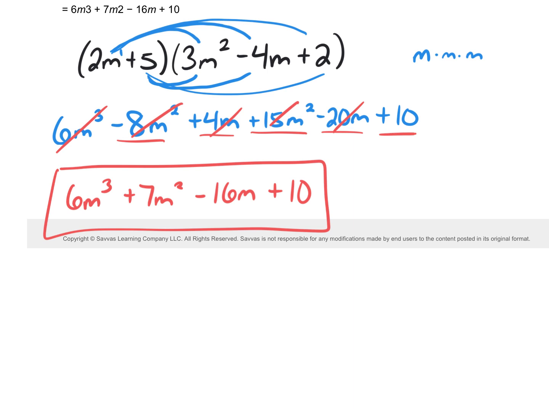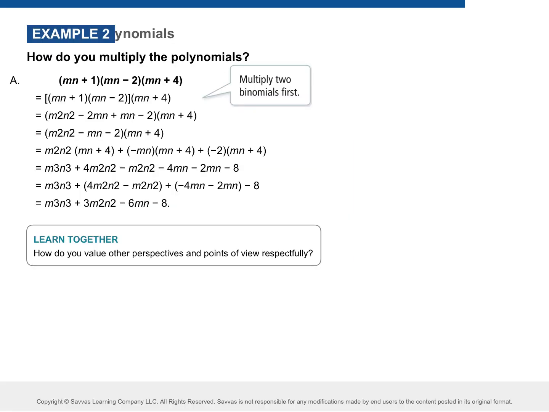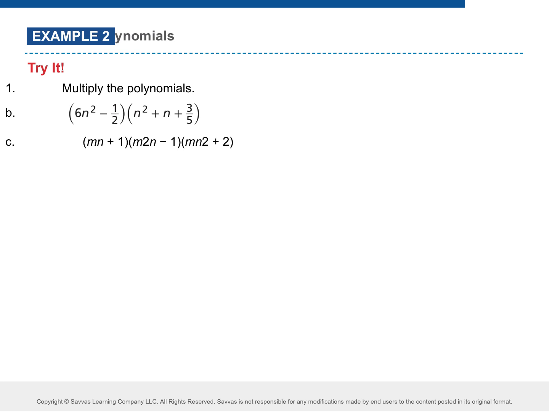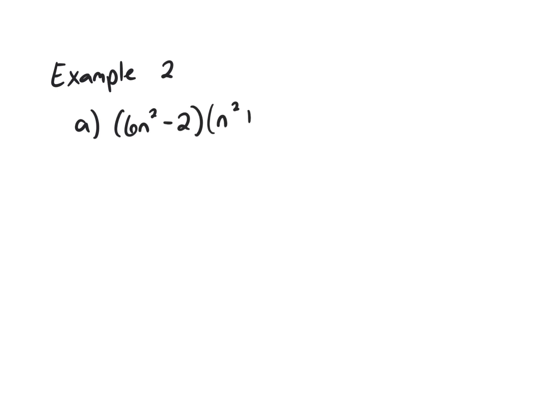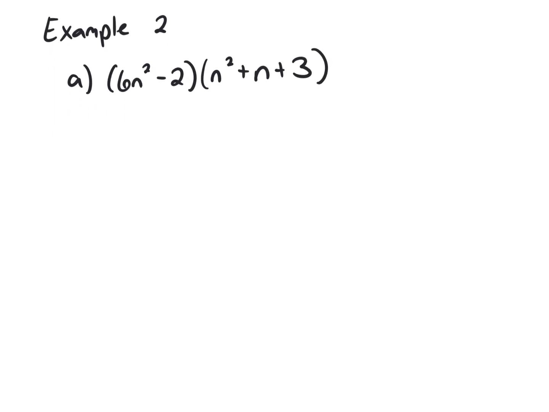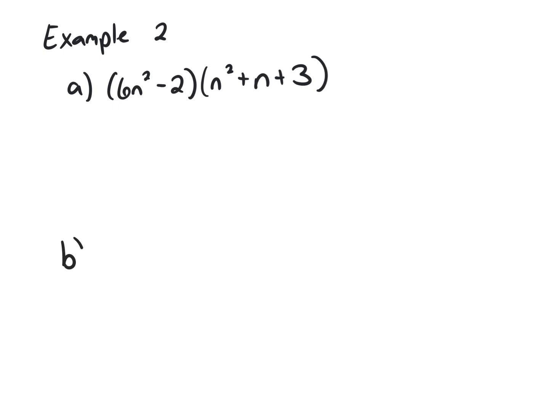Questions on multiplying? Okay, we're going to do one more example together. Actually, no. Go ahead and flip to your example 2. There are fractions in there, so I want to change these. Okay, so example 2, part A, you're going to have 6n squared minus 2 times n squared plus n plus 3. Go ahead and start on part A. And then I'm going to change part B also.